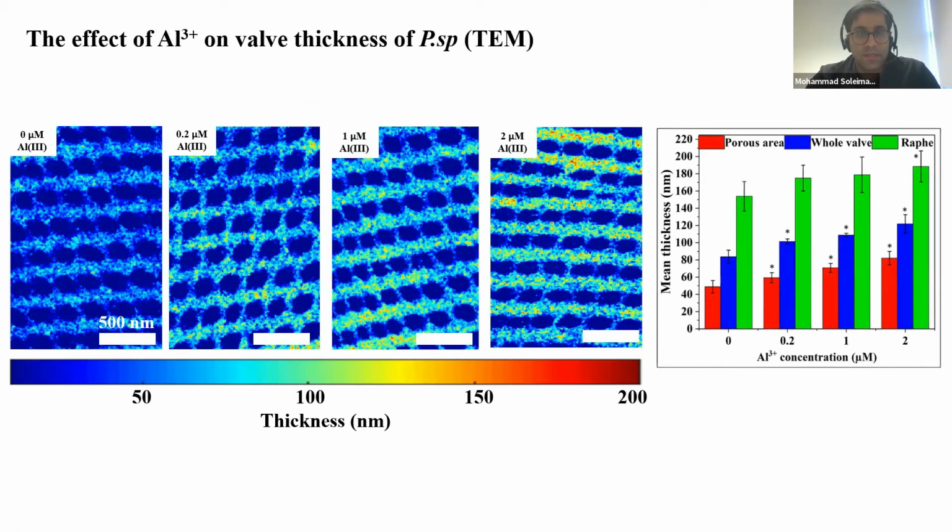For that, we did TEM image analysis to measure the thickness of the valve. We measured the thickness of different regions, for example, the porous area of the valve. And as you can see here, clearly from 0 to 2 micromolar aluminium, there is a clear difference in terms of the thickness of the valve. Actually, we measured different regions, for example, the raphe and even the whole valve, and it was a linear increase in the thickness of the silica in this species.